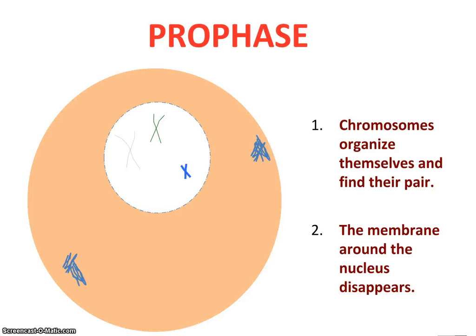So now we have prophase. And in prophase, the chromosomes are going to organize themselves in pairs, and they're going to find their partner. And we usually represent them as X's. So they find their pair. And then the second important thing that happens during prophase is that the membrane around the nucleus disappears. So watch what happens. The membrane around the nucleus disappears, and the chromosomes are just kind of hanging out inside the cell.